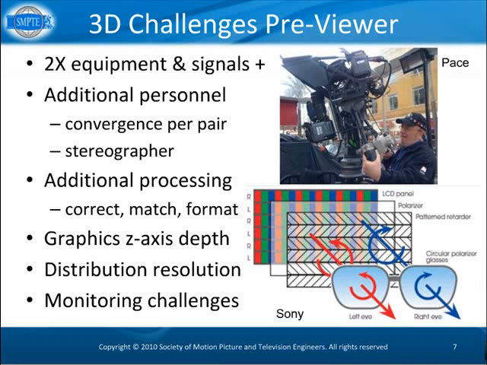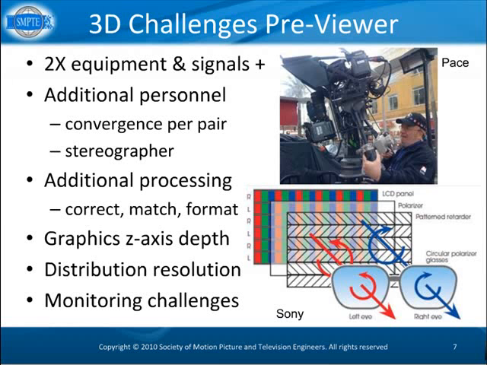There's an issue about the z-axis depth. If there's something in the picture that's coming out of the screen and there's graphics in front of it, there will be a conflict between the occlusion cue, the graphics blocking what's coming out, and the stereopsis cue, which is how far in front of the screen the two are, and so graphics are a challenge.